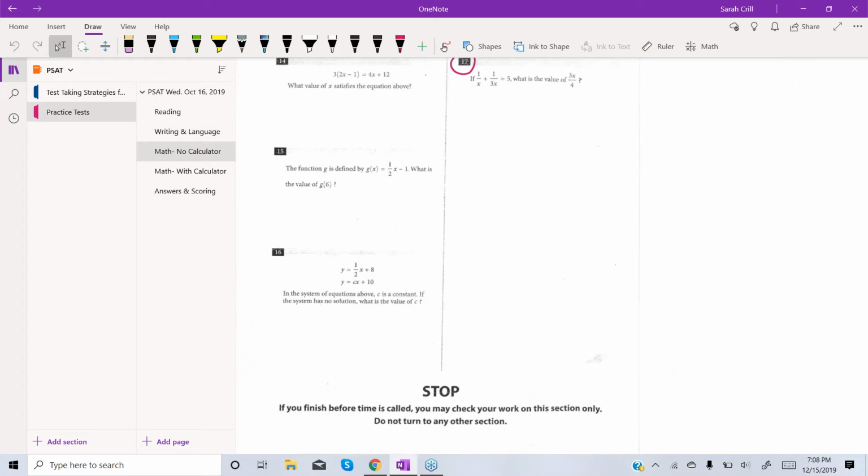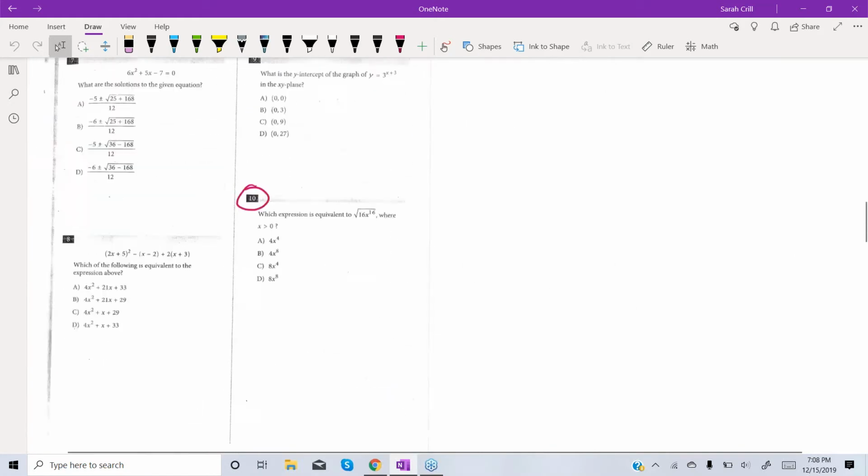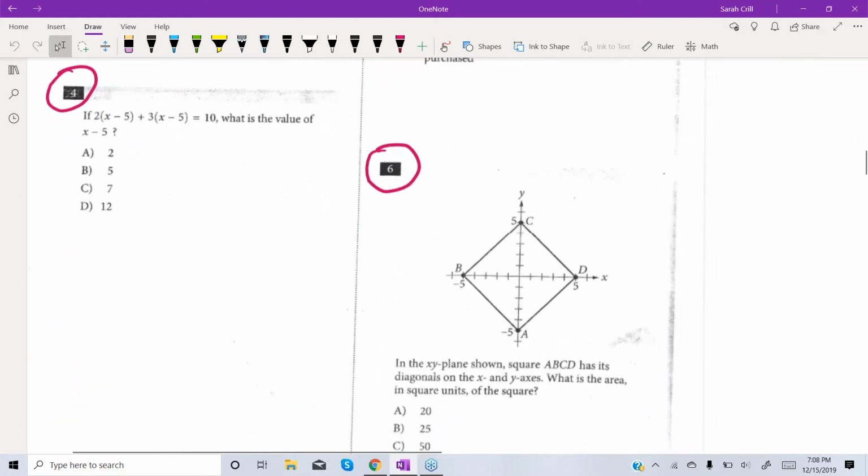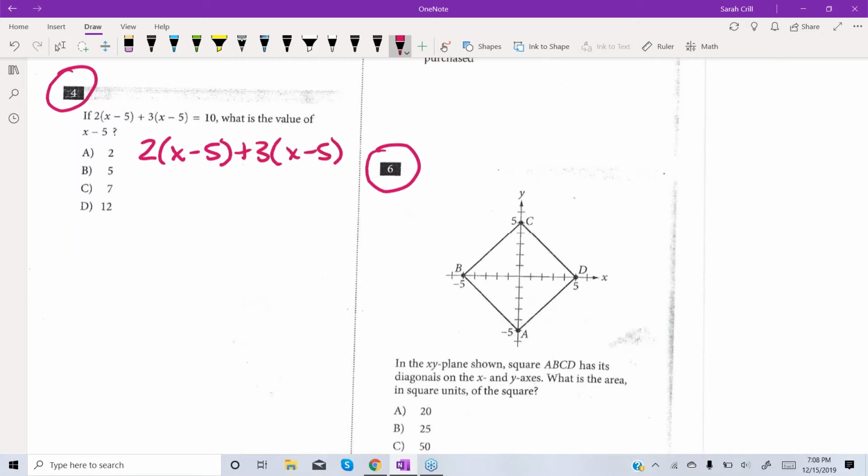So we'll do the math with no calculator section first. Okay, so the first problem that we'll do is number 4. So this one says if 2 times x minus 5 plus 3 times x minus 5 is equal to 10, what is the value of x minus 5? I just realized that there's an alternate way to do this, but my first instinct, first you want to write down the problem exactly as you see it to get started. 2 times x minus 5 plus 3 times x minus 5 equals 10.